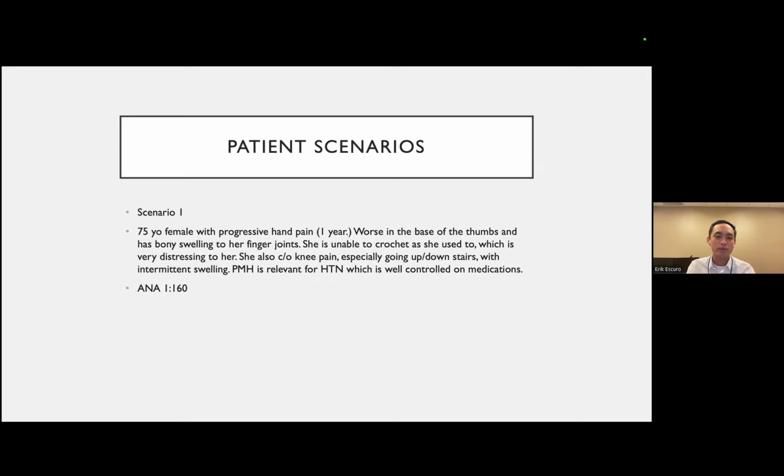So scenario number one, 75-year-old female with progressive hand pain for the past year. The pain is mainly worse at the base of the thumbs, and she's got this firm, bony swelling to her finger joints. She's unable to crochet like she used to be able to. That's been unfortunately really saddening for her. She's also been having worsening knee pain, especially as she goes up and down stairs. Maybe there's a little bit of puffiness to those joints too. Her past medical history is relevant for just blood pressure issues, which is pretty well controlled on medications. An ANA is checked for her joint pain and it comes back as 1 to 160. So think to yourself, is that concerning or not?